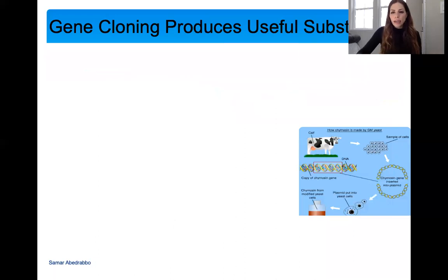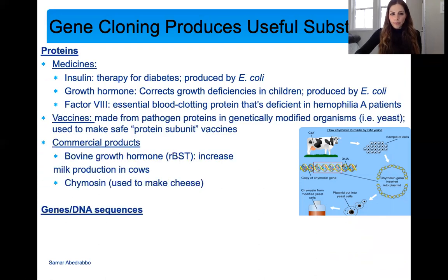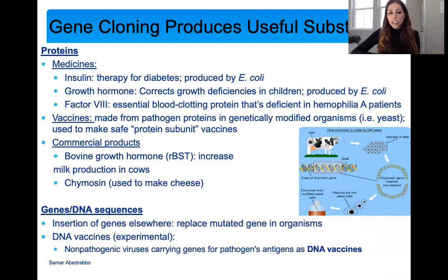Now, after we've learned about gene cloning, you can imagine that this is used every single day in multiple industries: medicine, plants, forensics, different types of industry. So we're going to talk about different useful products that you can get from gene cloning. With gene cloning, you can make a lot of useful proteins and you can make a lot of useful DNA sequences. So let's talk about protein.